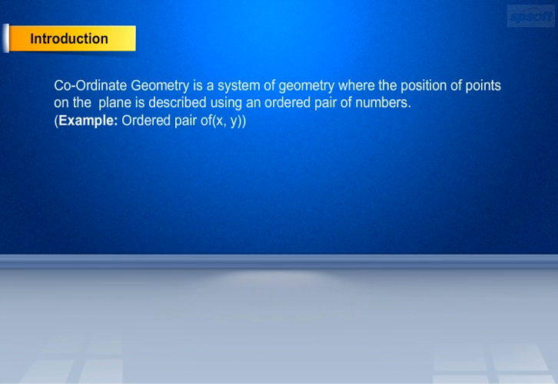Now let's know what we mean by the term coordinate geometry, and how it came into existence. Coordinate geometry is a system of geometry, where the position of points on the plane is described using an ordered pair of numbers. For example, ordered pair of x, y.